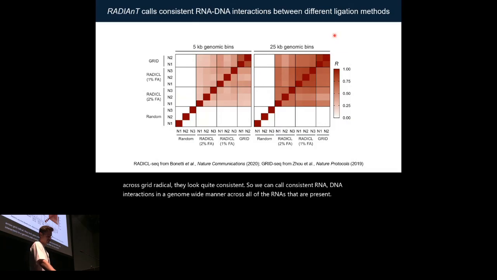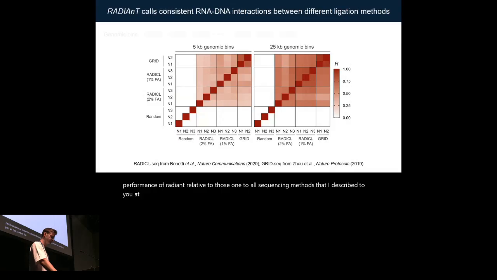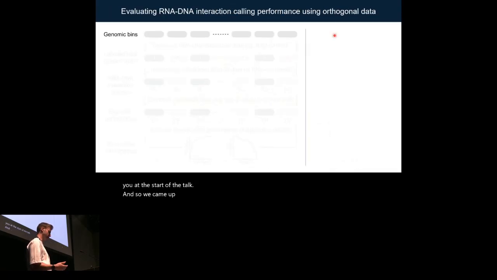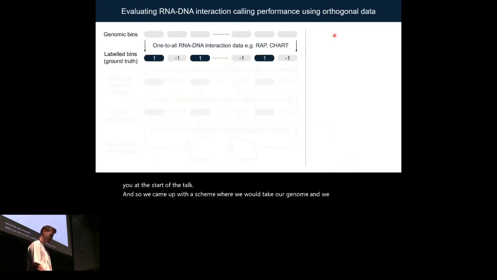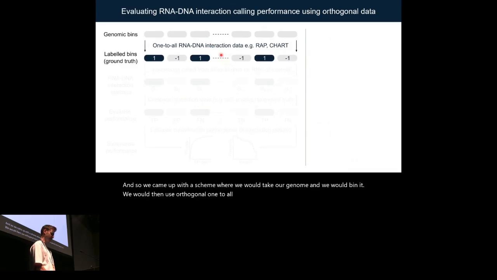So consistent interactions are all well and good, but are these interactions really relevant? Are they really gene regulatory? And so we set about trying to evaluate the performance of RADIANT relative to those one-to-all sequencing methods that I described to you at the start of the talk. And so we came up with a scheme where we would take our genome and we would bin it. We would then use orthogonal one-to-all RNA-DNA interaction data to label those bins.